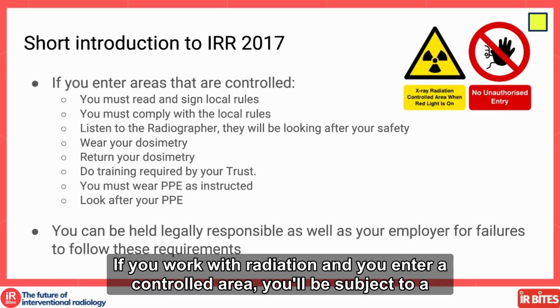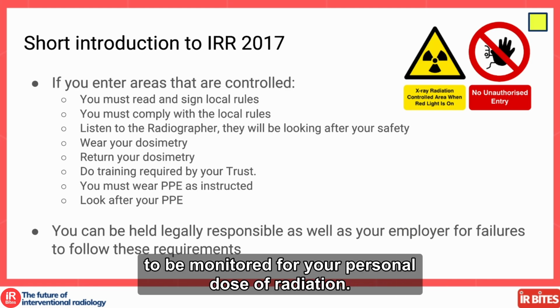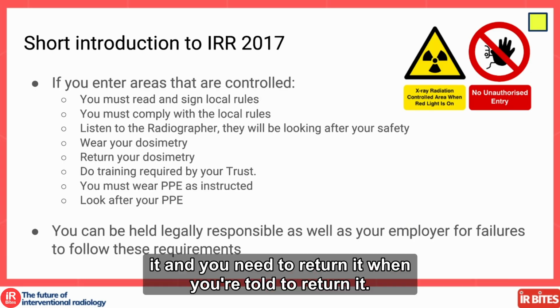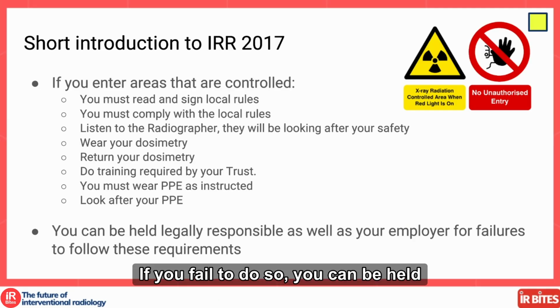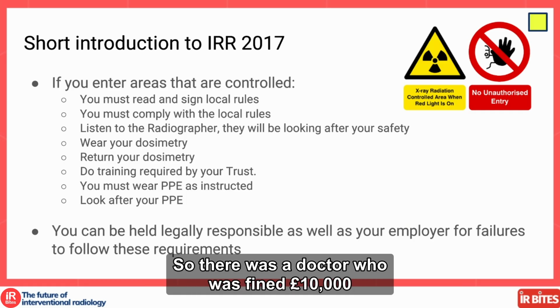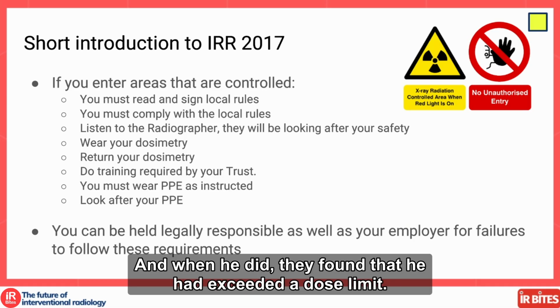If you work with radiation and you enter a controlled area, you'll be subject to a risk assessment, which will say whether you need to be monitored for your personal dose of radiation. If you are issued with a dosimeter, you need to wear it, and you need to return it when you're told to. If you fail to do so, you can be held responsible, as well as the trust, if something goes wrong. There was a doctor who was fined £10,000 personally because he didn't return his dosimetry, and when he did, they found that he had exceeded a dose limit.